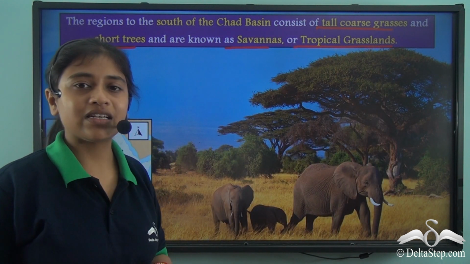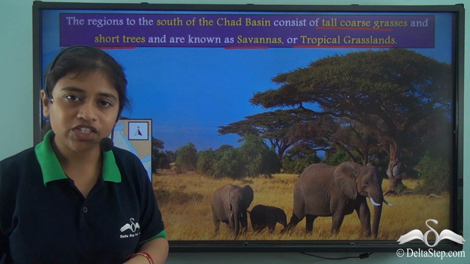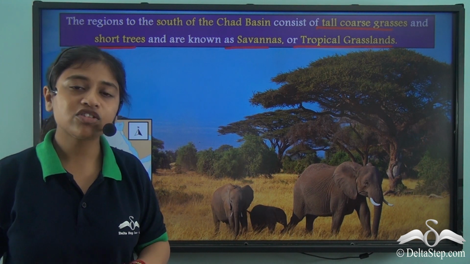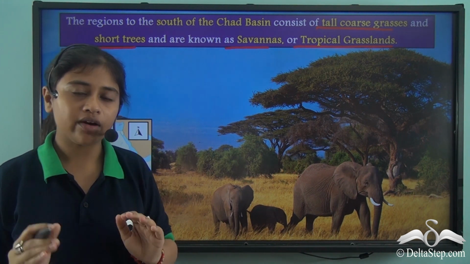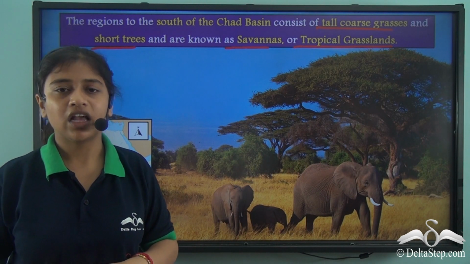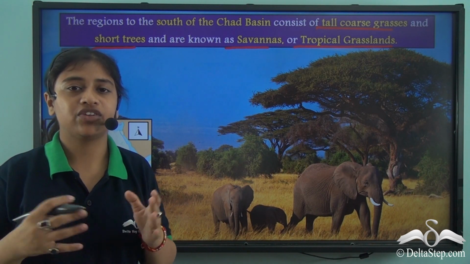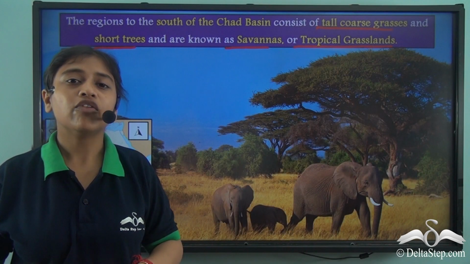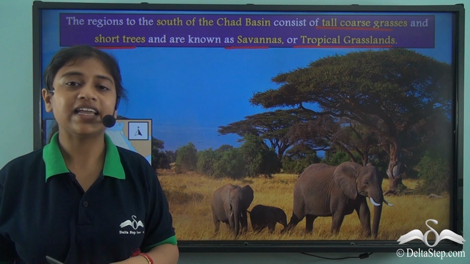So the tropical grasslands are characterized by short trees which are less dense than the savannas, and they also have temperatures lower than that of the savannas. They do not receive as much rainfall as the tropical rainforest, and here we also find diversity in wildlife.